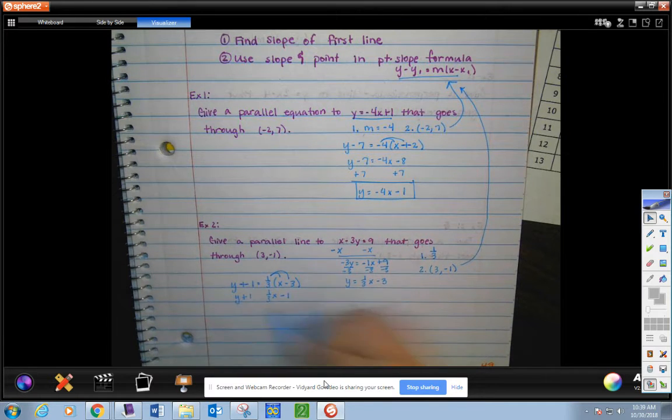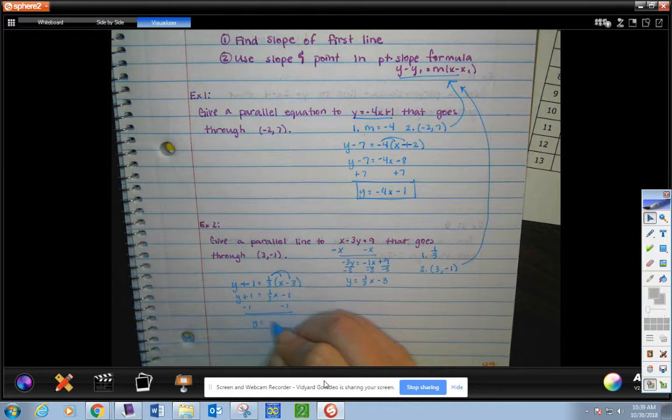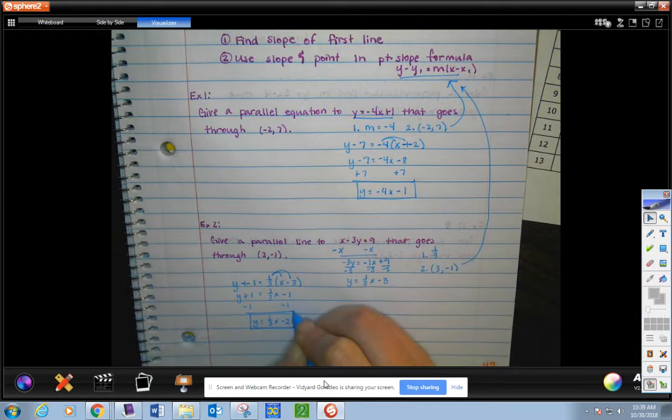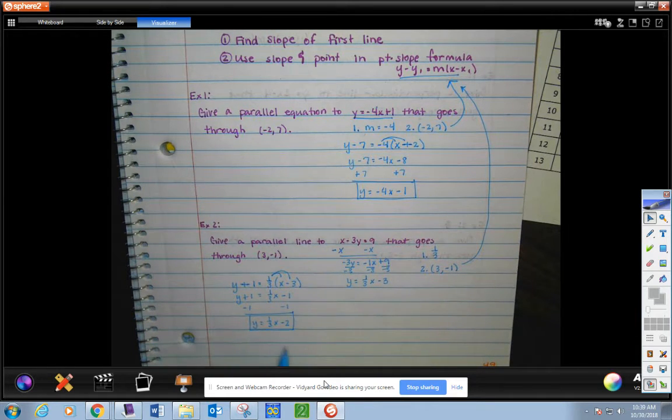Bring down y plus 1 equals, and now I must subtract 1 to get y by itself, so that gives me y equals 1/3 x minus 2. Okay, now look at your equation you just came up with and the equation you solved for. Make sure they have the exact same slope, but different y-intercepts. And if they do, you probably have it right.